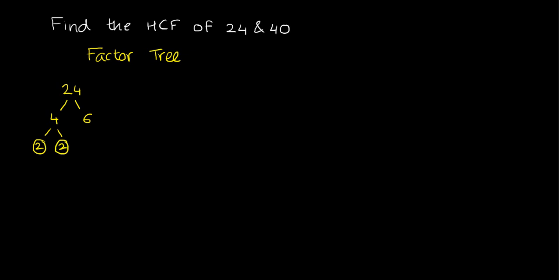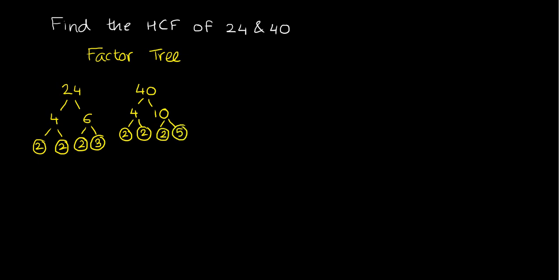Circle the two prime numbers. And two numbers that multiply to give me 6: 2 and 3. There we go. And then I'll do the same for 40, the factor tree. Two numbers that multiply to give me 40: 4 and 10. And two numbers that multiply to give me 4, that's 2 and 2. And two numbers that multiply to give me 10, that's 2 and 5.